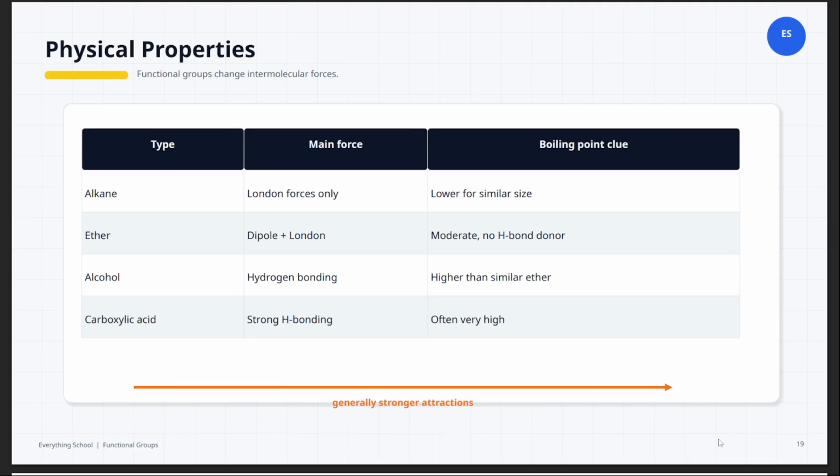Ethers can accept hydrogen bonds from water, but they usually cannot donate hydrogen bonds because they do not have an oxygen-hydrogen bond. Carbonyl groups are polar because of the carbon-oxygen double bond. The safe comparison rule is this: for molecules of similar size, stronger intermolecular forces usually mean a higher boiling point.